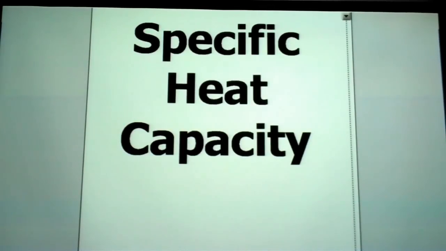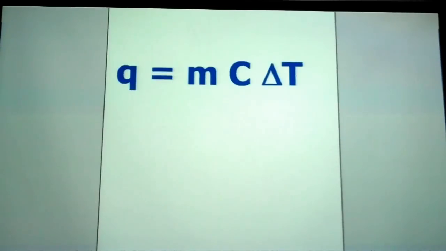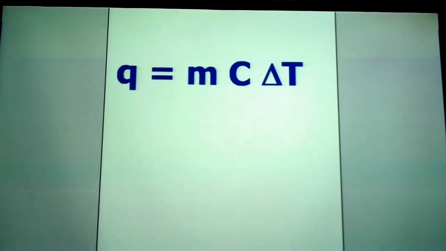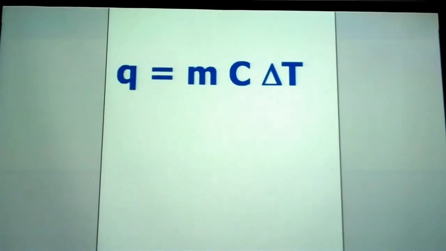Hi, today's lesson is going to be on specific heat capacity and then some math problems that go with specific heat capacity. The equation that we're going to be using today is Q equals mc delta T. Let's go through what each of these letters mean.